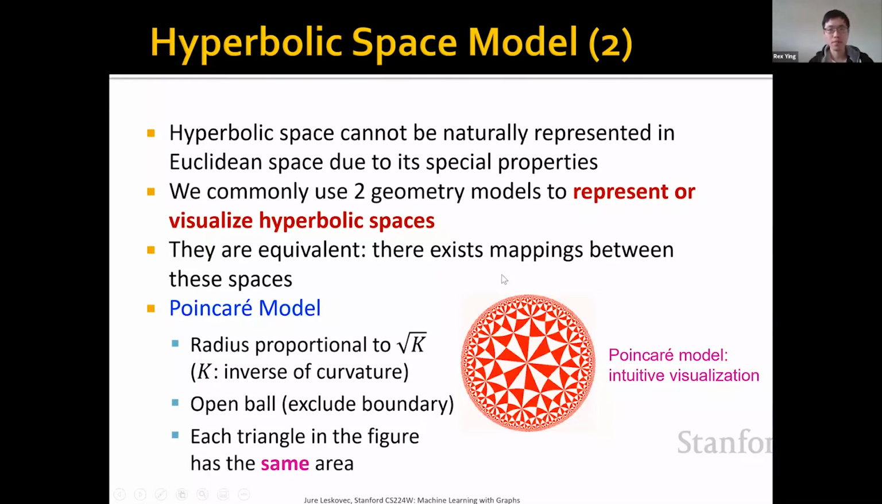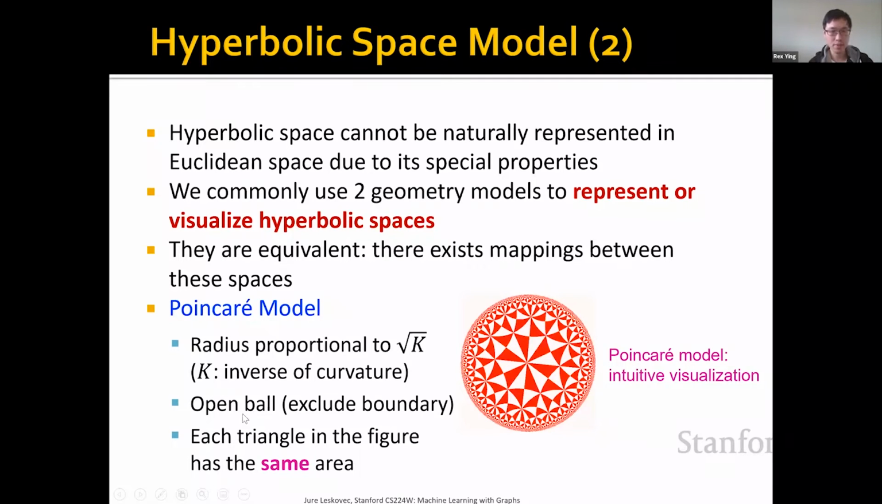This is a model where we represent the hyperbolic space as an open ball. A visualization of it is on the right, where we can see a ball. By open, we mean that the set of all points in this hyperbolic space does not include the boundary of the ball. So the outer circle is not part of the ball, but everything inside the circle is part of the Poincare ball. And the radius is proportional to the square root of k. We will introduce what k is later. K is actually the inverse of the curvature.